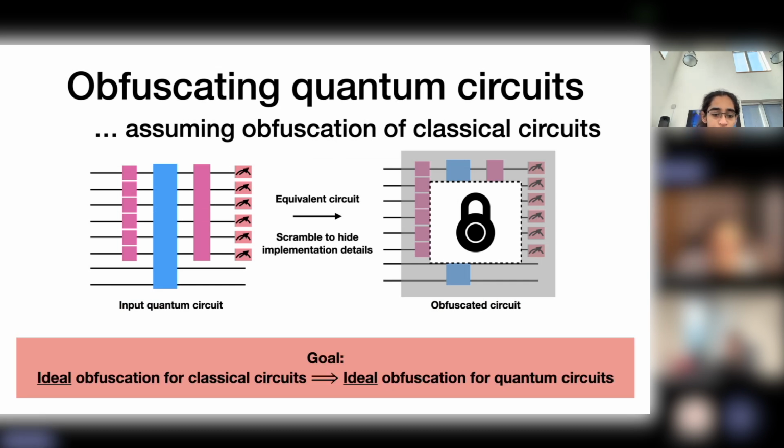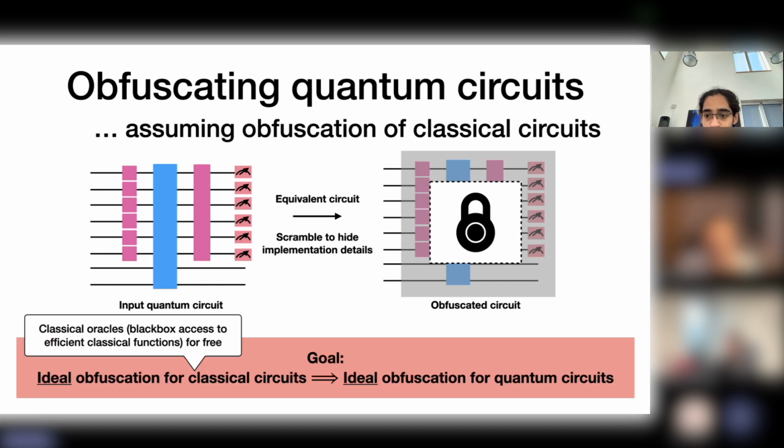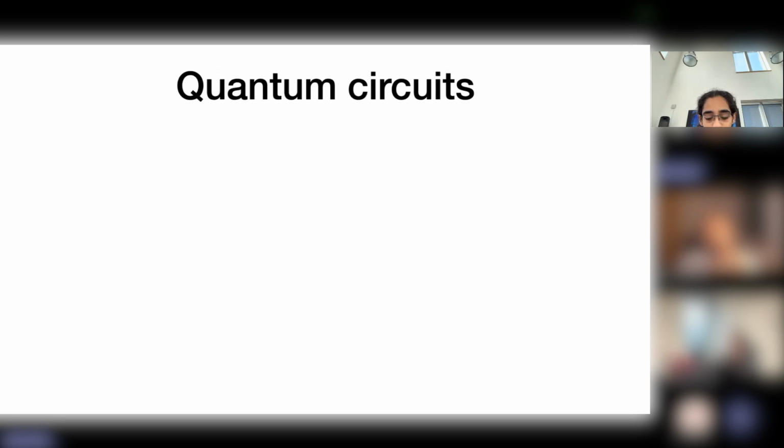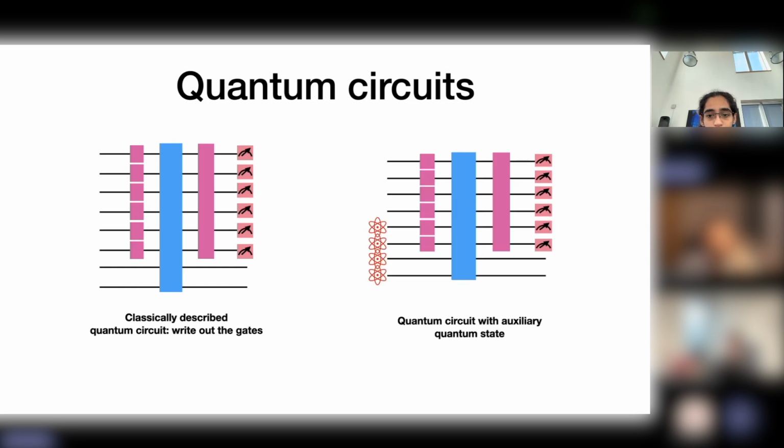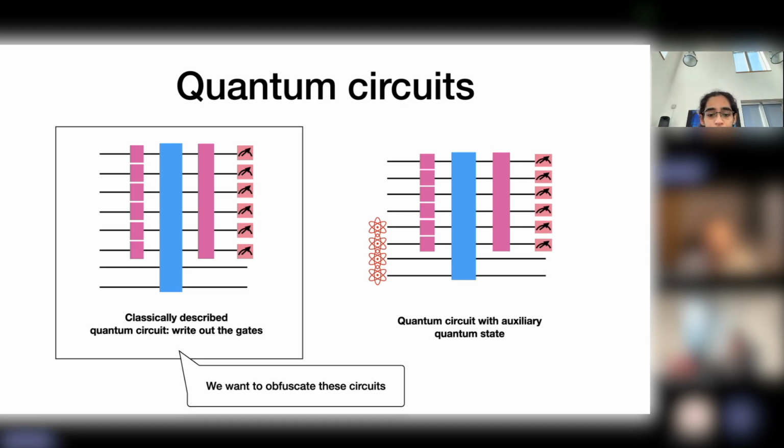Okay, so we get classical oracles for free when we're trying to build this obfuscation. Let me be slightly more precise about what I mean by a quantum circuit. This came up a bit earlier. When I think of a quantum circuit, I usually think of wires and gates that describe what the circuit is doing. But another type of quantum circuit is something that comes with an auxiliary quantum state. For this talk, we'll be focusing on the first kind of circuits.